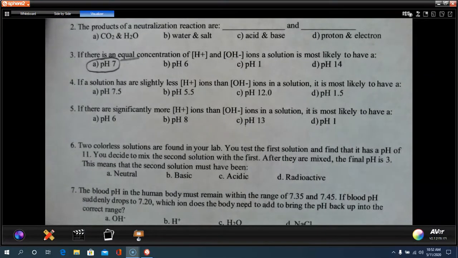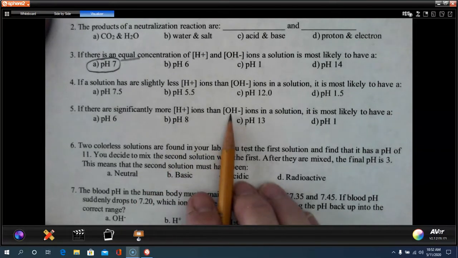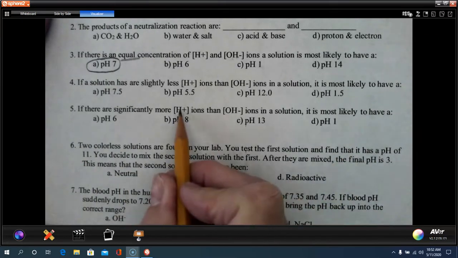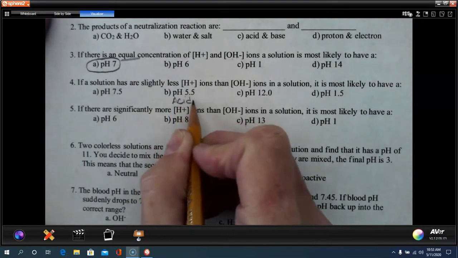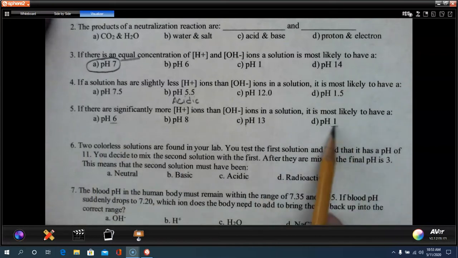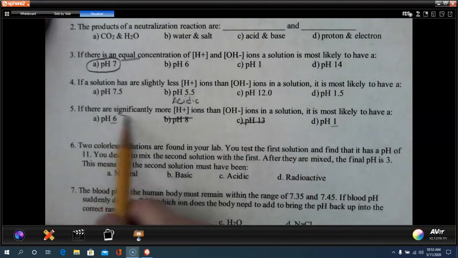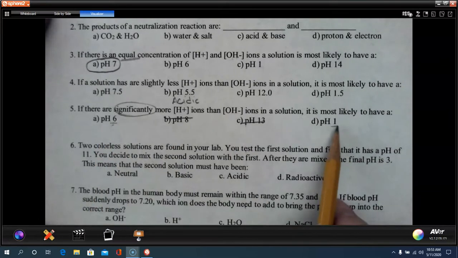Number 5, if there are significantly more hydrogen ions than hydroxide ions in a solution, it's more likely to have which of these pHs do you think? Well, if there's lots more H's, that means it's more acidic than basic. So lots more H's means that it would have a lower pH. Well, there's 2 of them with a pH below 7, which they would both be acids. It's not going to be either one of those. But it says it's significantly more, so that's just a little bit less than 7. Okay, this is a lot less than 7, so a pH of 1 is the correct answer.